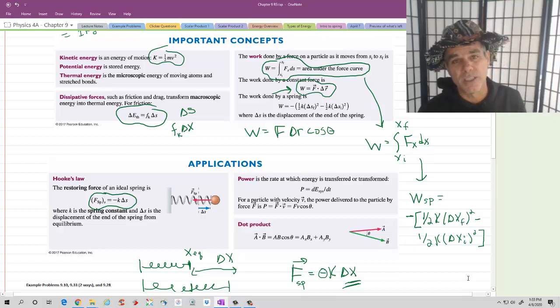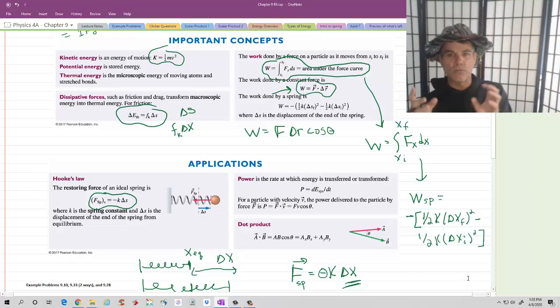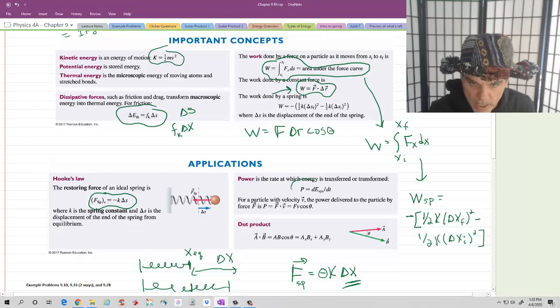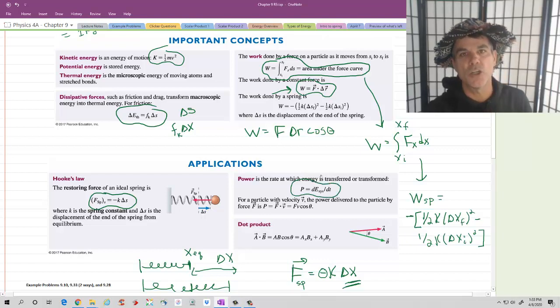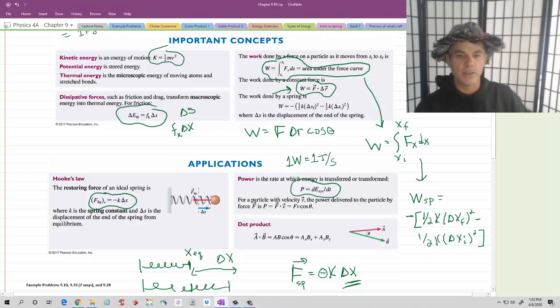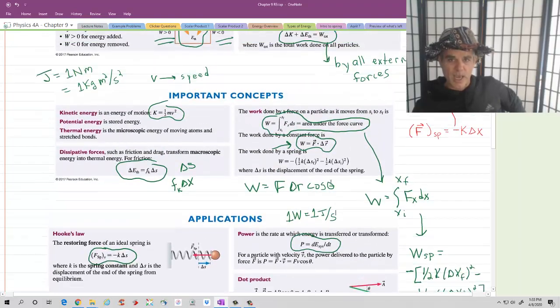Last thing we looked at was just power. Power gives the rate at which energy is being transformed or the rate at which work is being done. So power is just dE/dt. And we measure power in watts. 1 watt is equal to 1 joule per second. I think that's it in terms of just the recap.